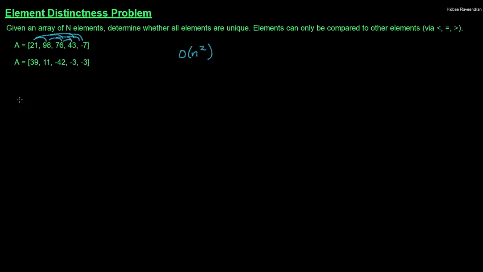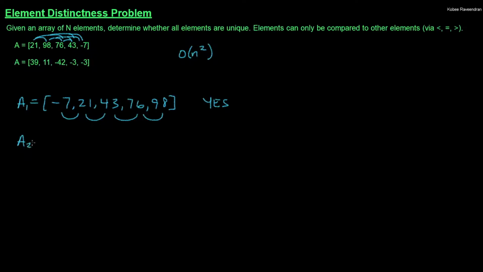So for example, in A1, if we were to sort that, we'd have -7, then a 21, then a 43, then a 76, and 98. So walking through this pair by pair, we check this pair, those aren't equal, this pair is also not equal, and not equal. So we've reached the end of the array and had no equal pairs, so we can safely say that yes, every element in here is distinct.